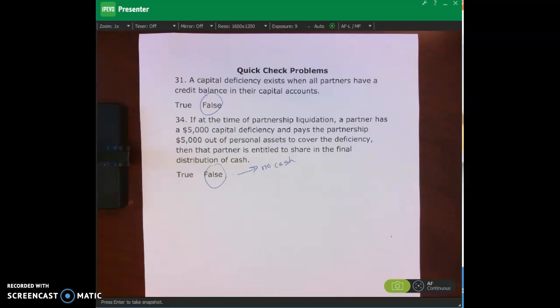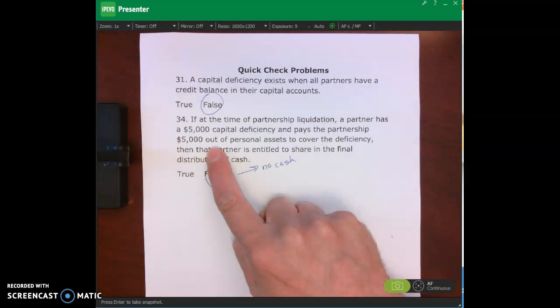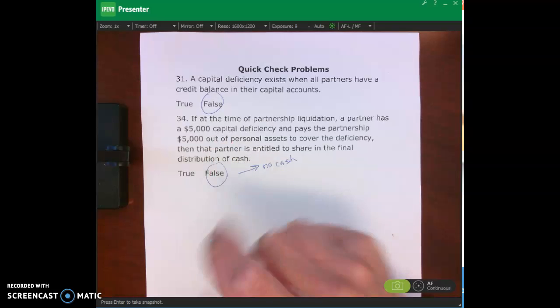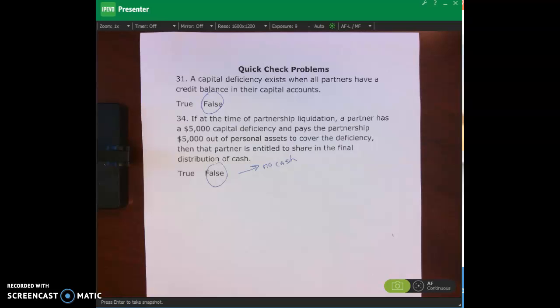So this first one: a capital deficiency exists when all partners have a credit balance. No, it's one of the partners who has a debit balance. So that's a false statement. If at the time of the partnership liquidation, a partner has a $5,000 capital deficiency and then pays the partnership $5,000 to cover that deficiency, that partner is entitled to a share in the final distribution of cash. No, because remember his capital balance at that point would be zero. He had a debit balance of $5,000, and then we debited cash and credited the capital account for this part right here, and so the balance is zero, and he does not receive any cash. So that's false.